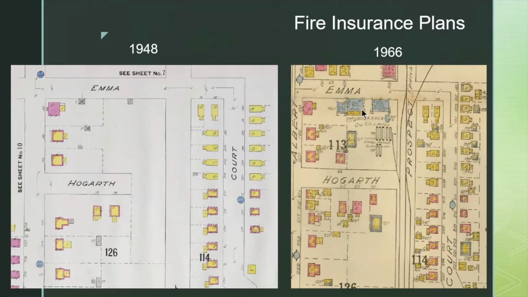It does sometimes note the number of the house, so the street number of the house. And it will also, depending on the material that's used to build the property, they will be color coded. So the red would mean brick. Or on this property here, this would mean brick, and this would be a wood house.